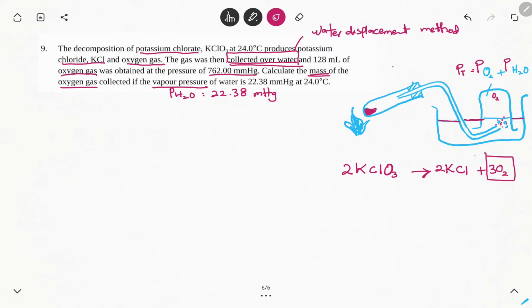The pressure given, 762.00 mmHg, is actually the P total. This is the total pressure for this experiment. 762 is not the pressure of oxygen gas. So in order to calculate the pressure of oxygen gas, we need to consider the vapor pressure of water, this value.